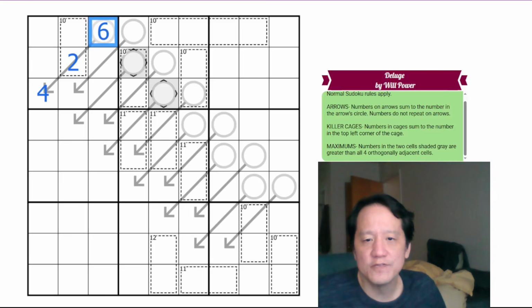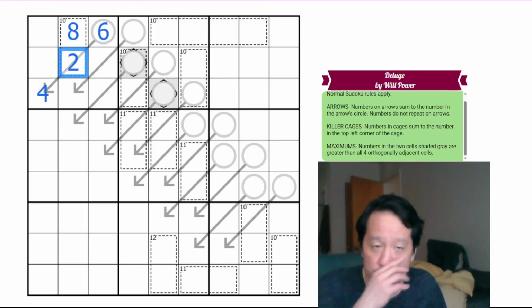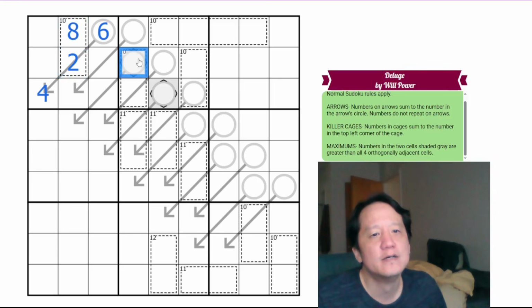We also have killer cages, where numbers in cages sum to the number in the top left corner of the cage. So, for example, if this were a 2, this would have to be an 8, because these two digits must add up to 10, because there's a cage around them. And that's an example of how killer cages work.